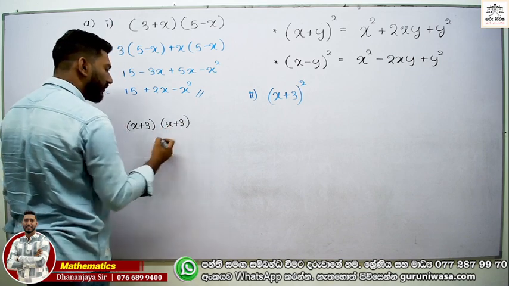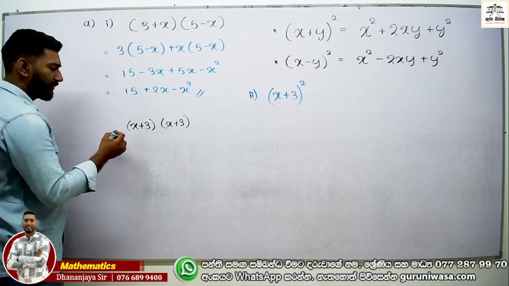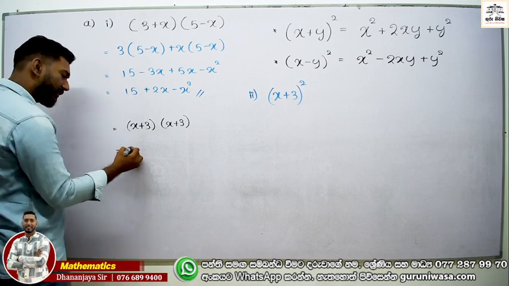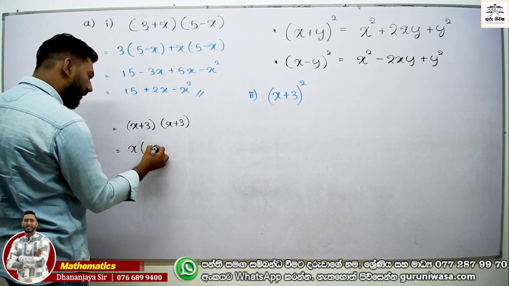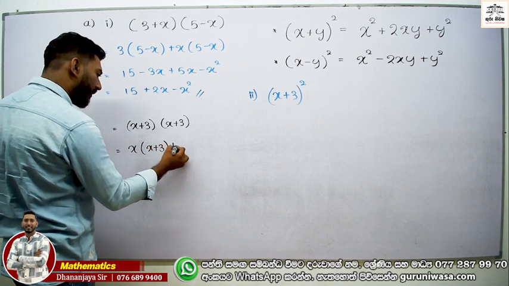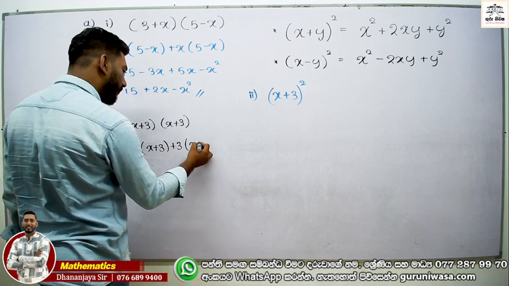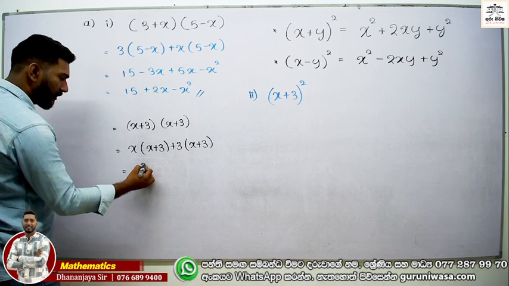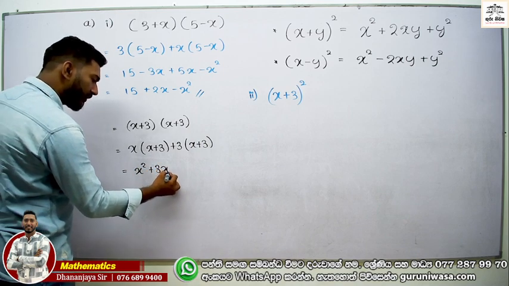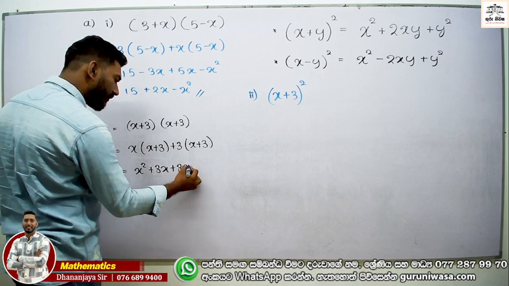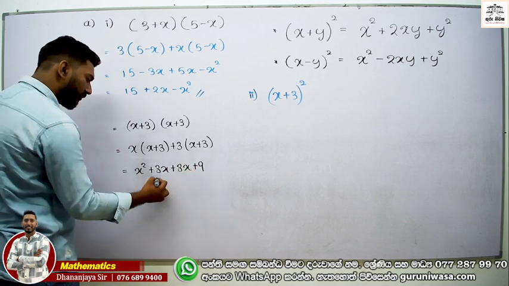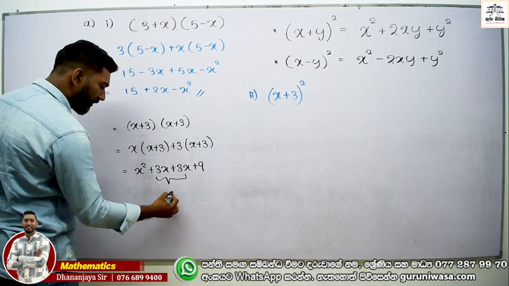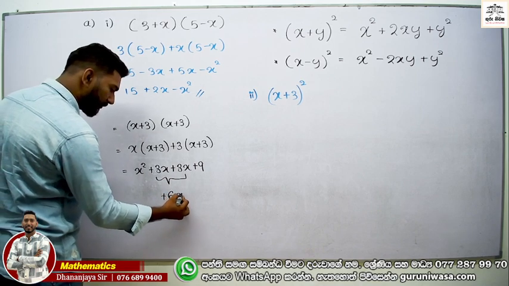Yes or no? Yes, sir. Therefore, you can write as x into the x plus 3 and plus 3 into the x plus 3. Now the answer becomes x squared plus 3x plus 3x plus 9. Now simplify the middle terms, it should be plus 6x.